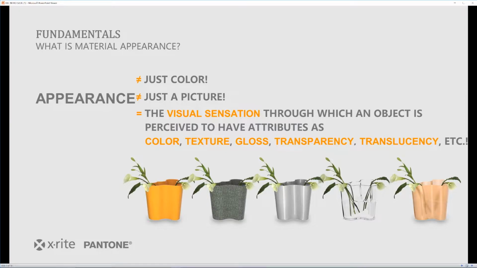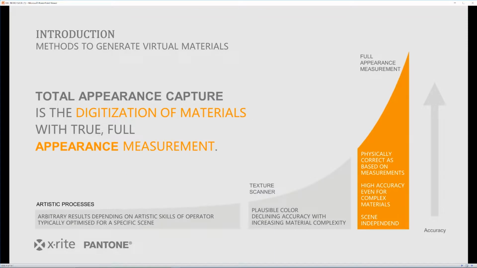But it's the visual sensation through which an object is perceived to have attributes such as color, texture, gloss, transparency, translucency, and more. So a material is a lot more than just taking a picture and bringing it into your computer. The TAC 7 scanner does all of that and breaks it down into the different maps that you are going to use in order to have full control over your digital material.